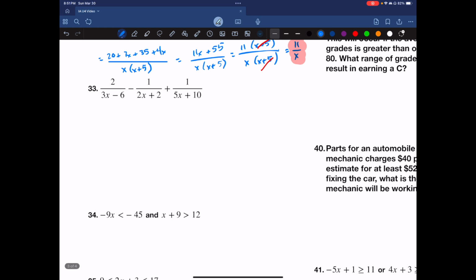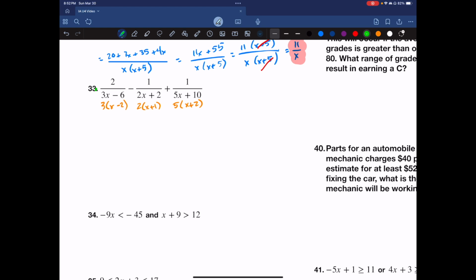33. We have a minus and a plus, and we have all the denominators that are not the same. So this is going to take a second, but we can get it done. So this is going to be 3 times x minus 2. This is going to be 2 times x plus 1. This is going to be 5 times x plus 2. Again, they all need what they don't have.